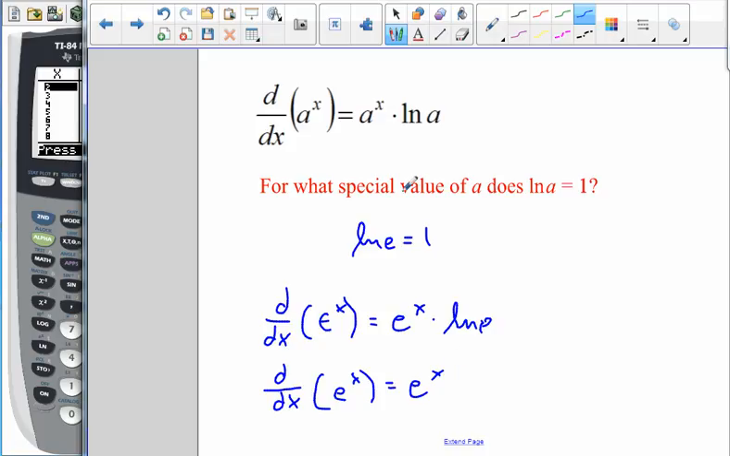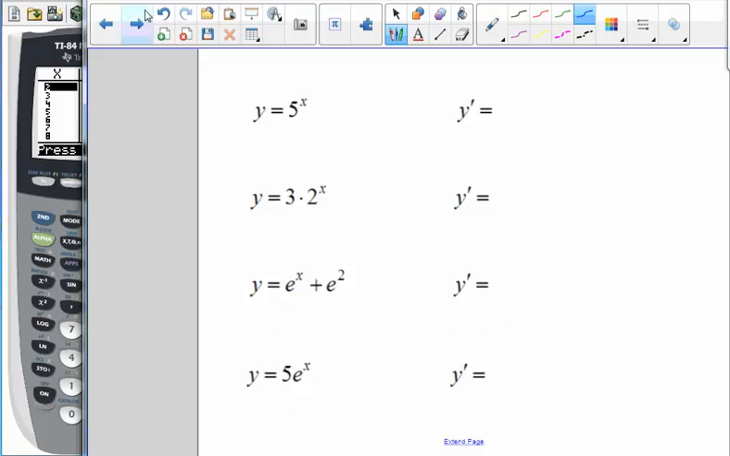All right, so we've got two big rules for today. This one right here: the derivative of a to the x equals a to the x times ln a. And this one right here, that e to the x is its own derivative. The derivative of e to the x is e to the x. With those two rules, we're now going to find some derivatives.